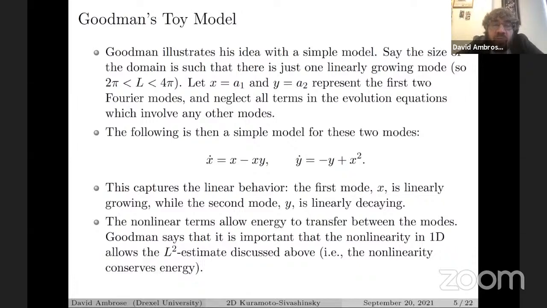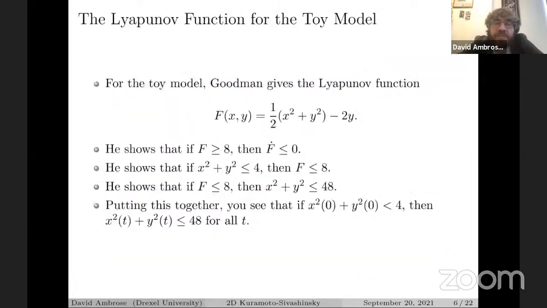Solutions of this system stay bounded for all time, at least if the initial data is small enough, because of nonlinear energy transfer between the two modes. So if you think linear behavior dominates, you would see x dot is like x, and that just grows exponentially. That's not what happens, because the nonlinear terms take that energy that's growing in the x, they switch it into the y, and y decays. So you cannot build up more than a certain amount of energy.